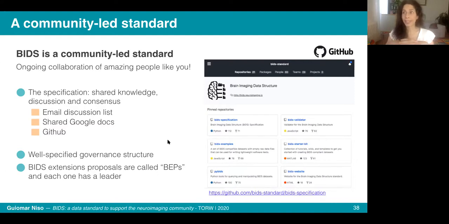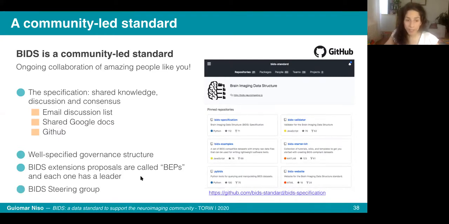Whenever someone wants to extend the BIDS standard to include another modality or another thing that could be of interest for the field, they create what we call BIDS extension proposals, called BEPs, and each of them has a leader. We will see at the end how many open BEPs are currently going on in the BIDS community. For example, let's say you want to extend the standard to PET, then you create a new BEP and people start collaborating there.